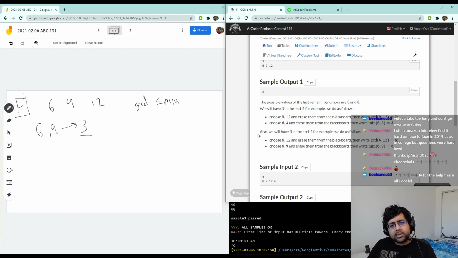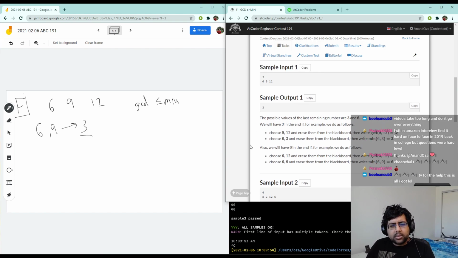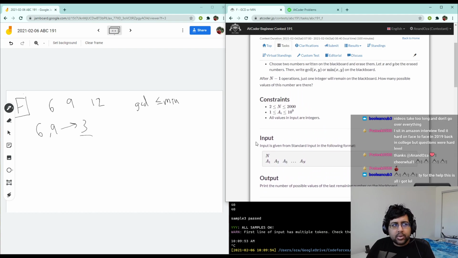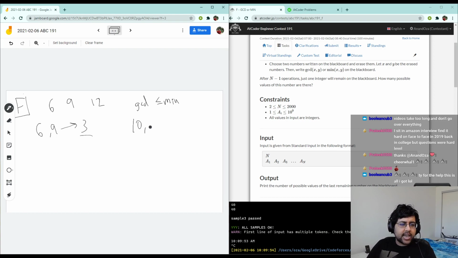In fact, I don't think we need the min operation at all, do we? No, I guess we do. For example, if you had something like 3, 10, 16, you could actually get 2 by taking the GCD of these and then the minimum of these. So you do need the min operation there at the end.